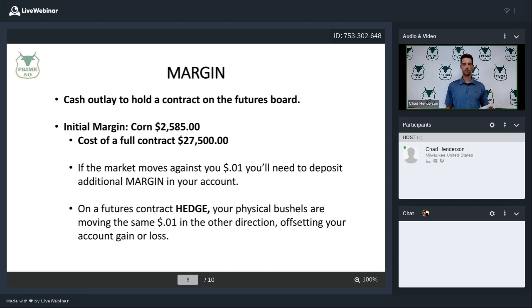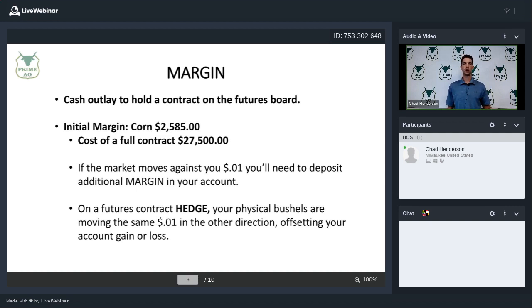Okay, futures contracts are leveraged. Basically, you need 10% of the full value of a contract to put this position on. What do I mean by that? Well, if you were to buy this outright, let's say like a stock, you would need $27,500 at today's 550 price to purchase one contract of corn.